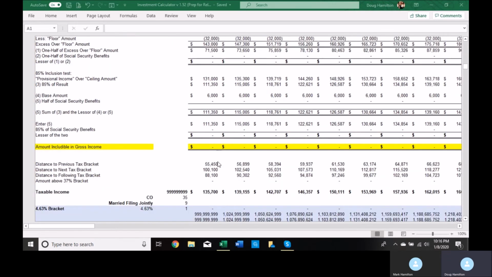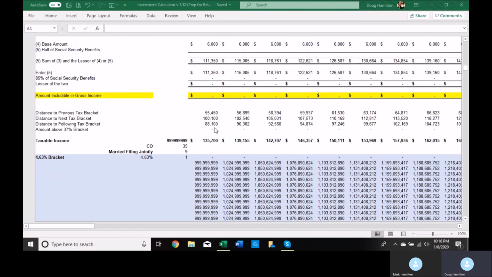To see that, we have another tab that has that detail if you're interested in showing your clients that don't understand how Social Security benefits are taxed. I would suggest that you use that versus coming here to the detail. This here will also be included in the printout that shows how far into a certain tax bracket you are, how far it is to the next tax bracket and the following tax bracket.